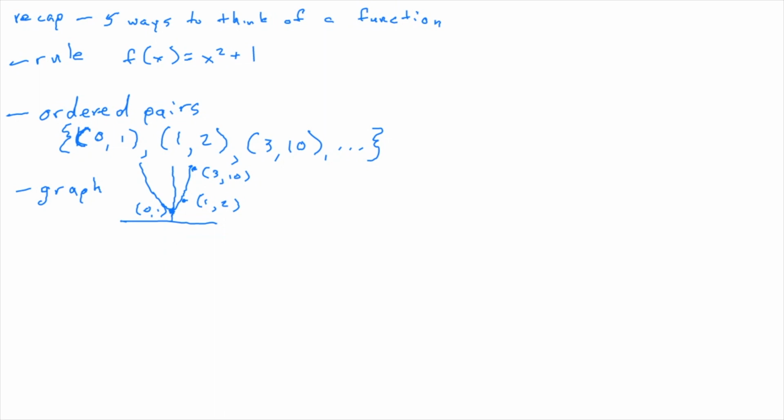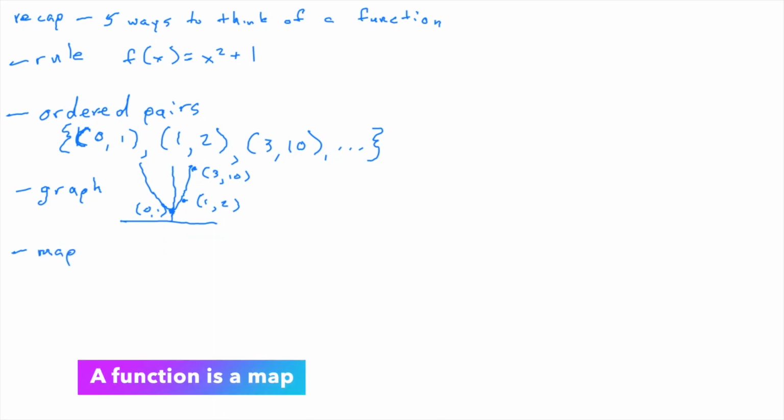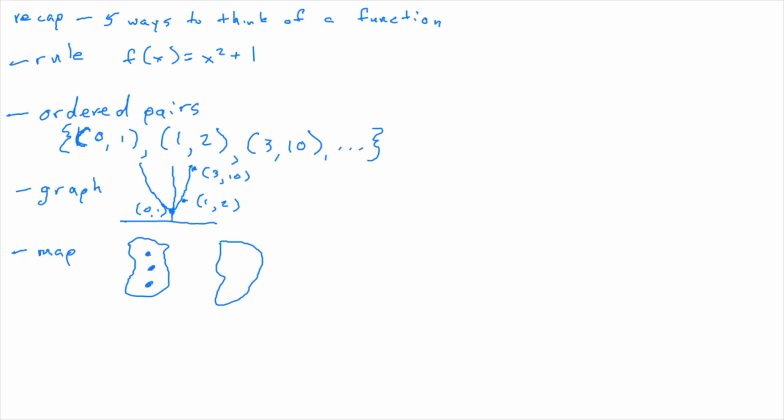What was our fourth way? Fourth way was a map. And so in the map, you have these kidney-shaped blobs. I don't know if that looks like my kidney, but you have points in them. Maybe you have 0 and you have 1 and you have 3, and then over here you have other points in the map, and you can label it, this is set A and this is set B, and here's my f, and 0 goes to 1 and 1 goes to 2 and 3 goes to 10. You should be having this strong feeling of deja vu.